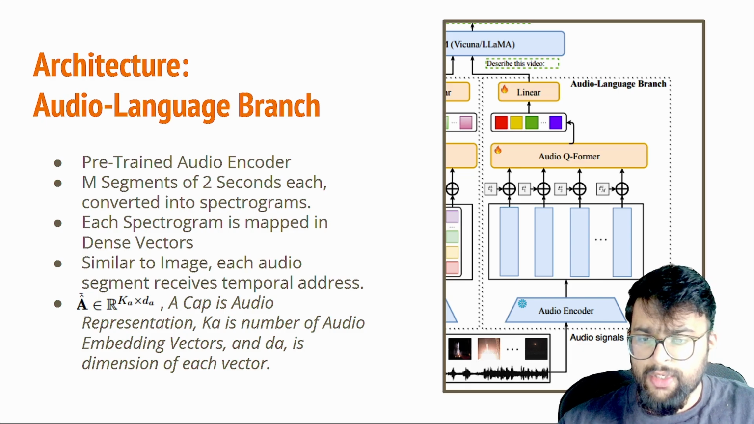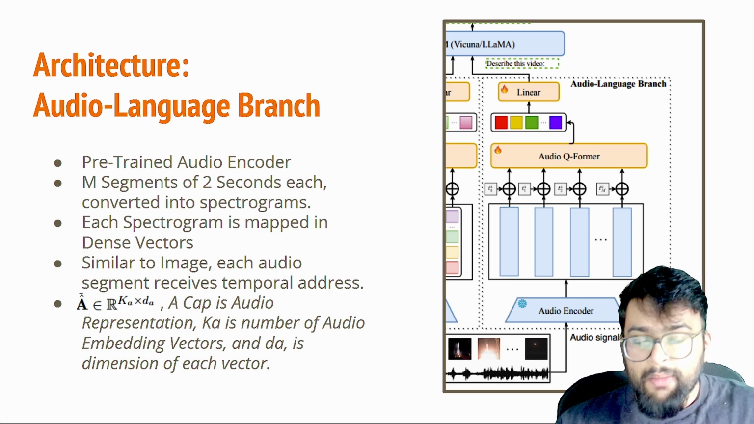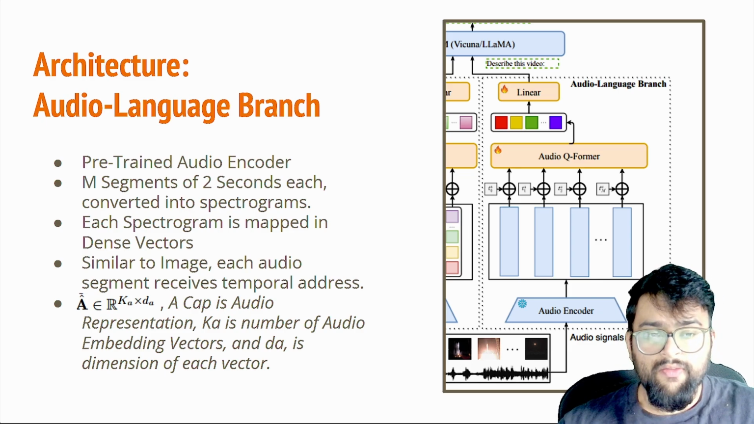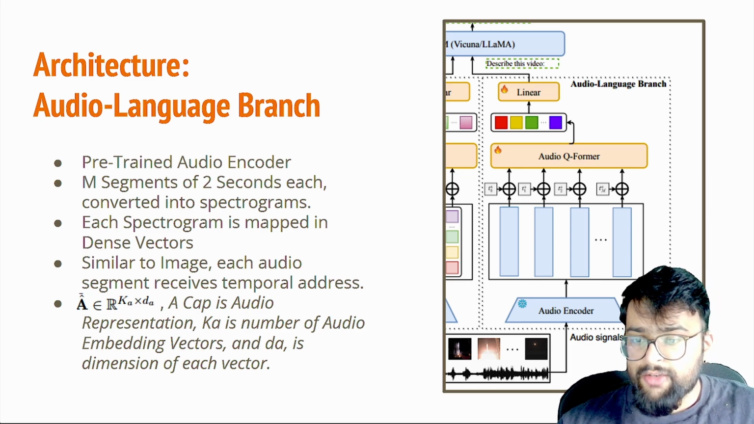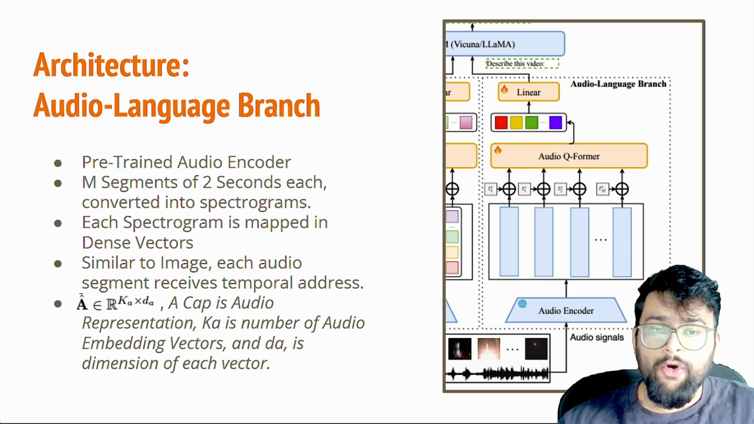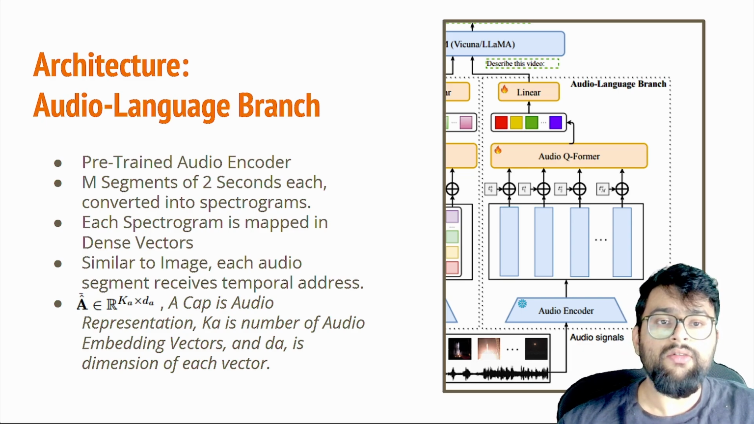Similar to each image, each audio segment also receives a temporal address. Point to be noted over here, this temporal address is not the same as the image temporal address, but it does help in understanding the sequence in which these data points are occurring in the particular video. And once we have the audio segment with the temporal address attached to it, it is passed through the audio Q-former, which, similar to how the image encoder Q-former was working, presents us condensed audio tokens, which are then fed into the final Vicuna model.